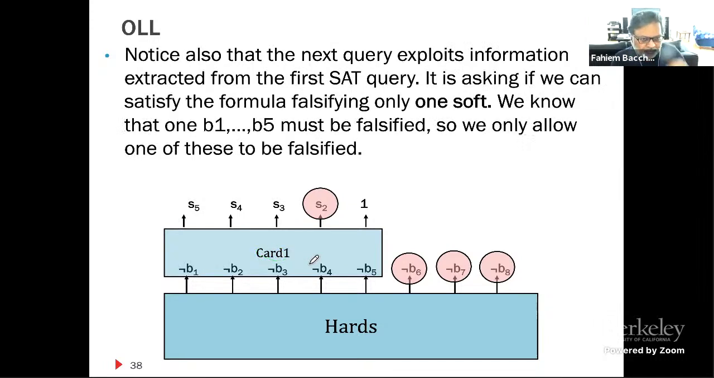The second thing you've done is that you've not only told the SAT solver to go and try to find a satisfying solution which falsifies only one soft clause, you've told it that of the ones that you must falsify, you can only falsify one of these. So you've restricted the choices that the SAT solver can look at in terms of which next one it should falsify. So again, you've made the SAT solve much simpler.